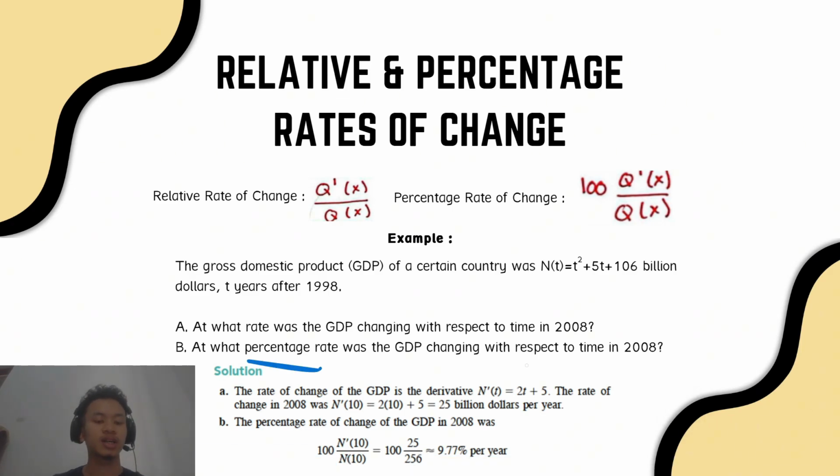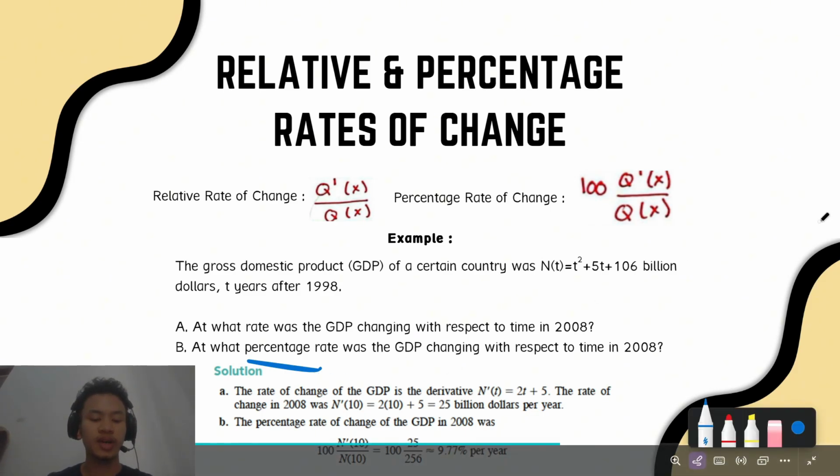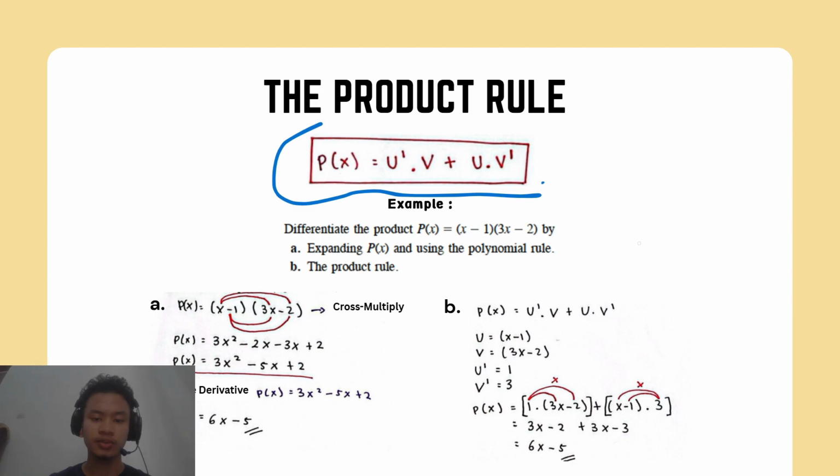Okay, for the solution, the rate of change of the GDP is the derivative N'(t), which is 2t plus 5. The rate of change in 2008 was N'(10), which is 2 times 10 plus 5, which is 25 billion dollars per year. For the second question, the percentage rate of change in the GDP in 2008 was 100 times 25 over 256, which is 9.77% per year.